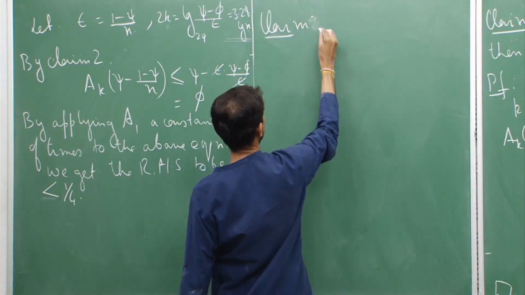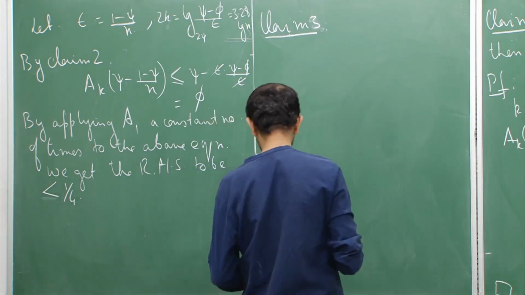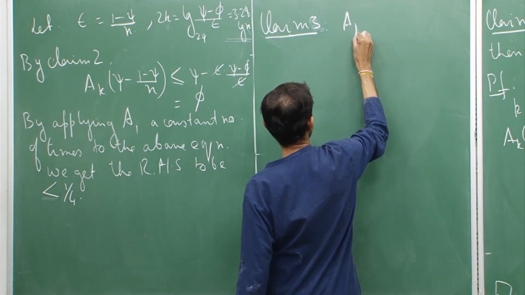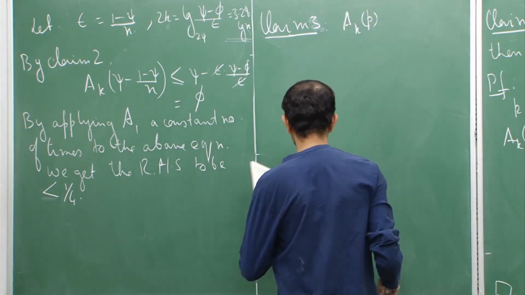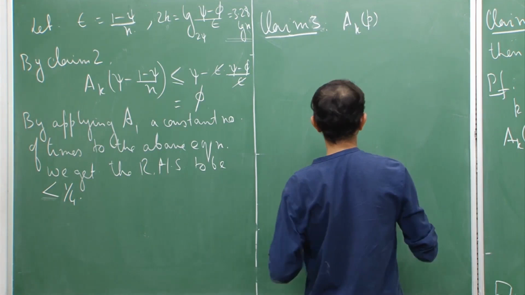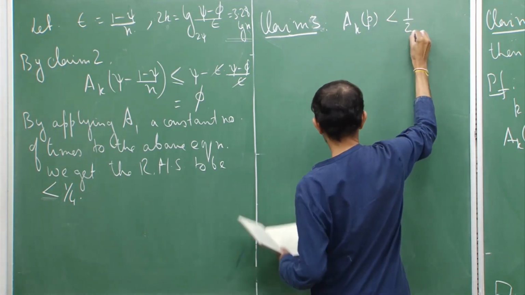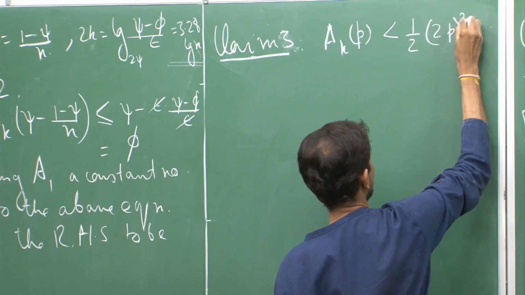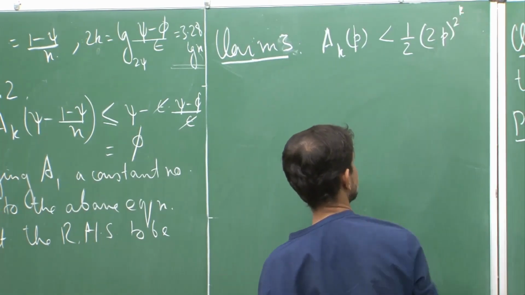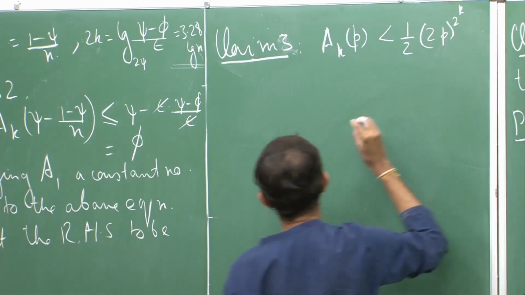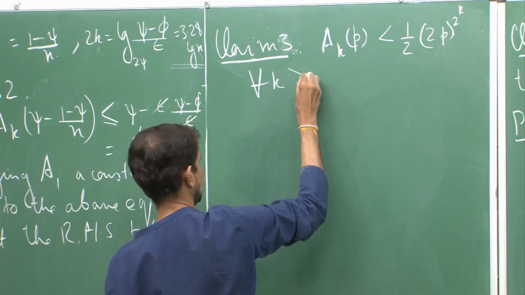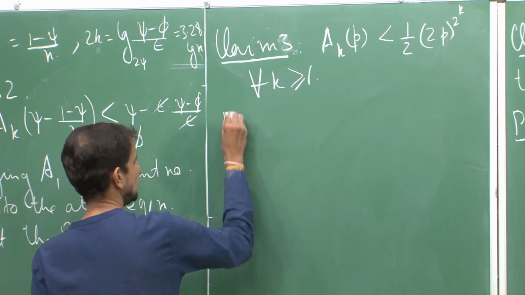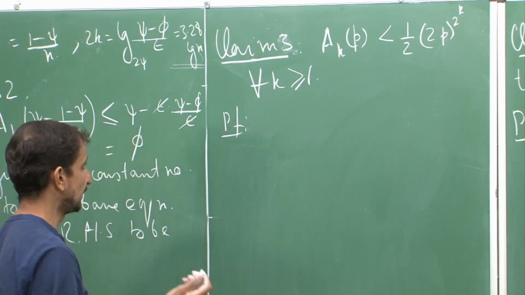I have already written 2, so 3, claim 3. A_k(p) is less than half of (2p) raised to the power 2 raised to the power k, for all k greater than or equal to 1. Okay. So, this proof is also quite simple, just by substitution.